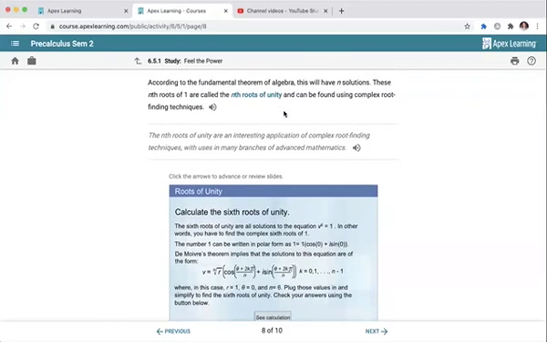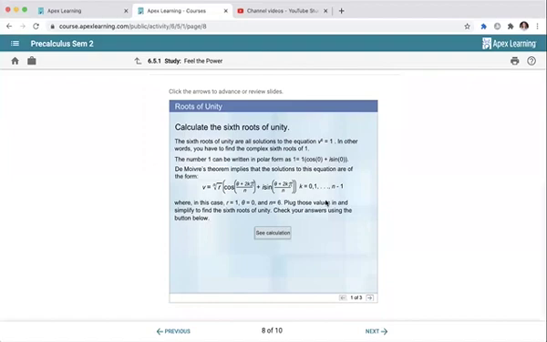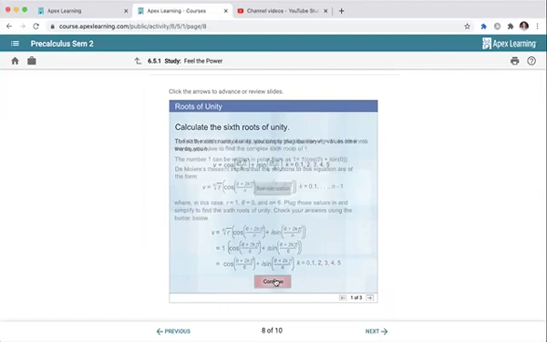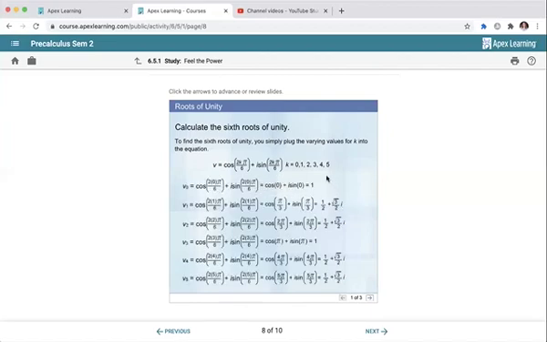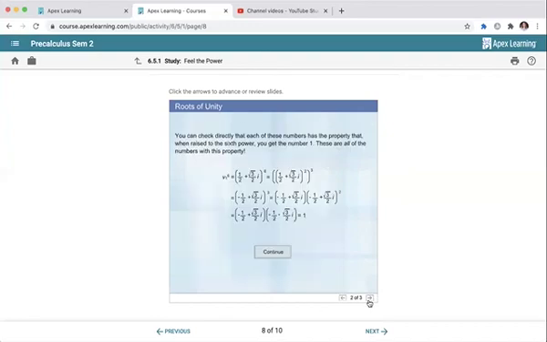And then we can also find them using complex root finding techniques, okay? Basically, they're all solutions to the equation here. So we can plug these in and figure out what the values are. We can continue and look at the calculation, and all they're doing is plugging in those different values, okay? So we're calculating our 6th roots of unity. And we can check directly each of these numbers to make sure it has the property that when raised to the 6th power you get the number 1. So like V1 to the 6th should give 1.